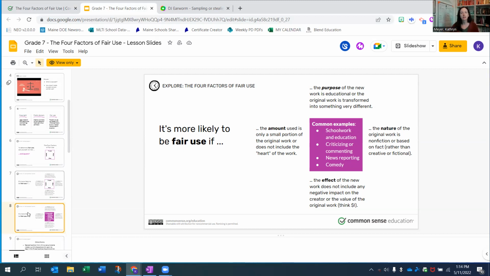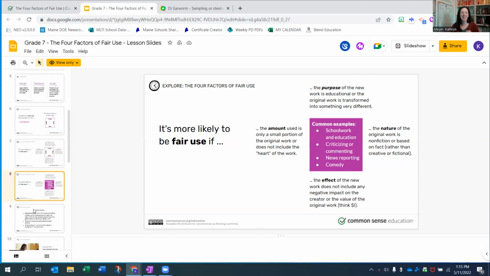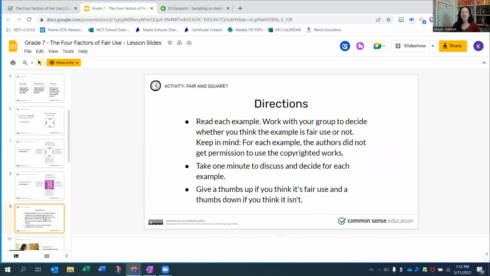And then the effect of the new work doesn't include a negative impact on the creator of the original work. Jonathan spoke about the Nike and Beatles example in his video yesterday. So you can imagine the effect of that on the Beatles and on Nike in that court case and how that played out as he explained it to us, which I thought was really great.